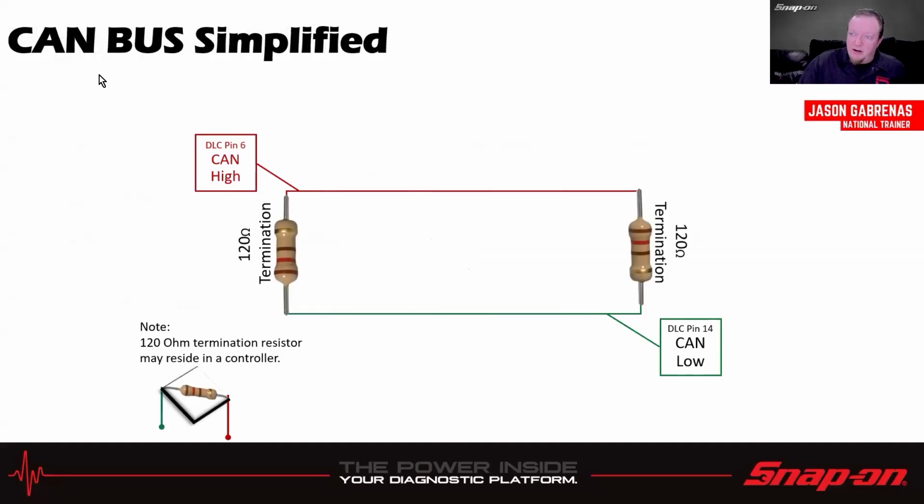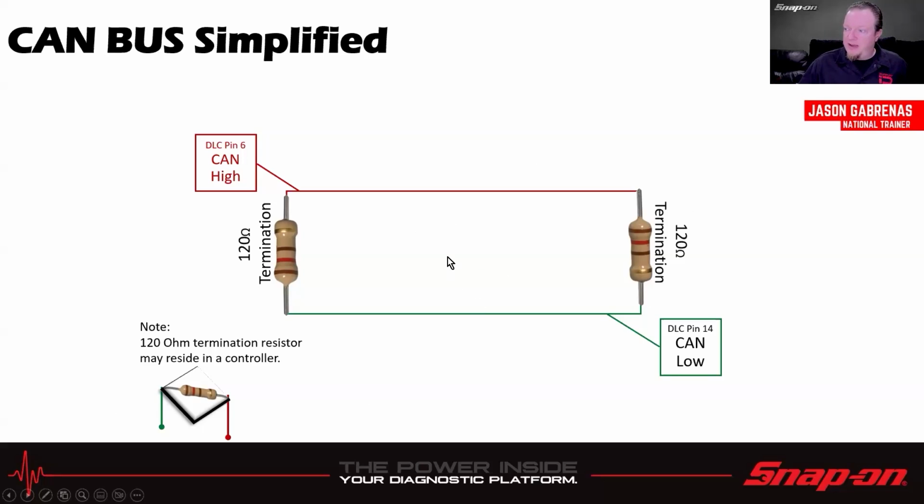Usually, that 120 ohm termination resistor is going to be inside a control module. Right? It could just be sitting out in the open, but more often than not, it's going to be sitting inside a control module. And if I'm going to use a multimeter to check the resistance across pin 6 and 14, I should get 60 ohms roughly, because we're doing 120 ohms on each, and it divides by 2, and that's how we get our number.